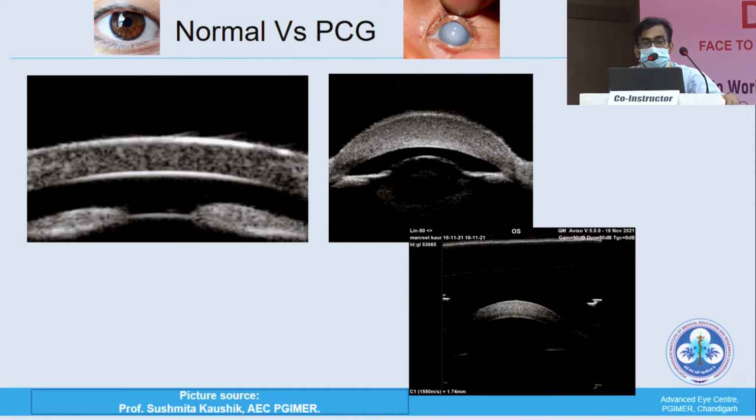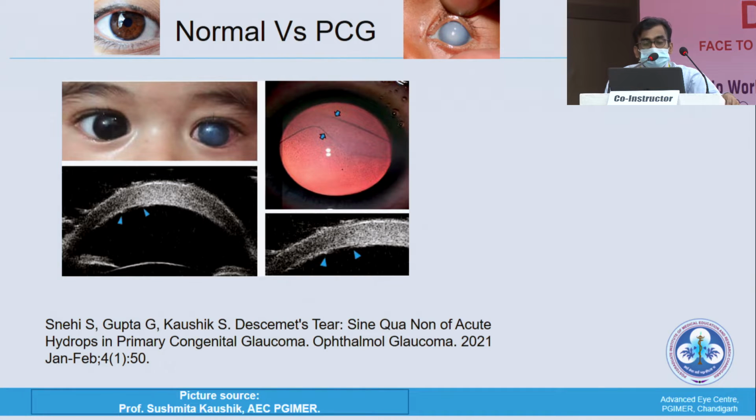So what are the changes in PCG compared to normal? In the cornea there will be loosening of the epithelial layer, which is less echoic, and there is corneal edema, hence there is thickening. In the lower picture, the corneal thickness measure is more than 1500, more than 1.7 millimeter. If there is a defect, that is a Descemet's tear, you can well appreciate it in the UBM. Initially there is a defect in the Descemet's layer, and the margins are delineated as excavations. So this corresponds to your Descemet's tear.